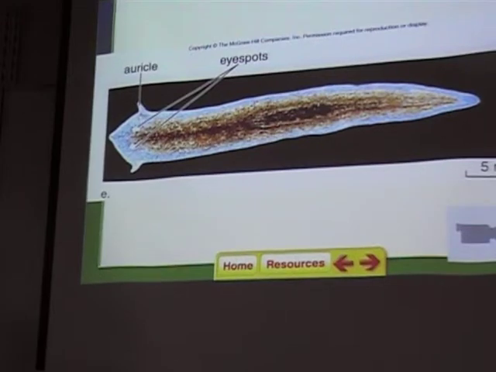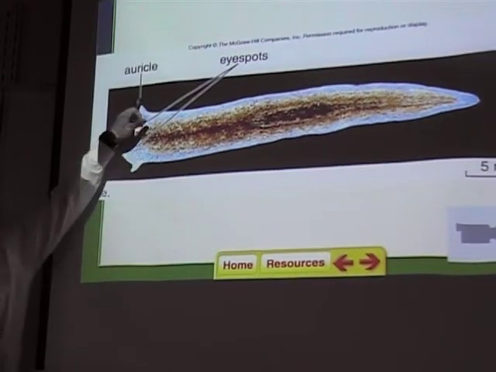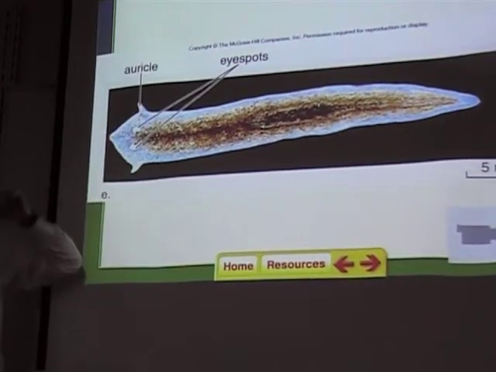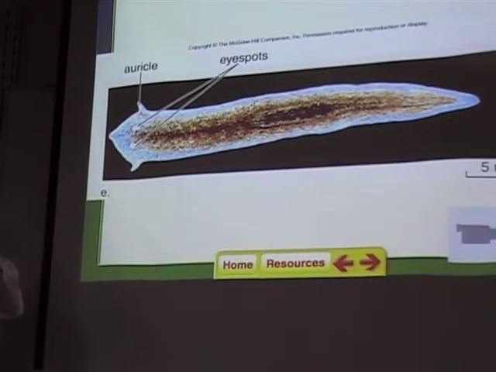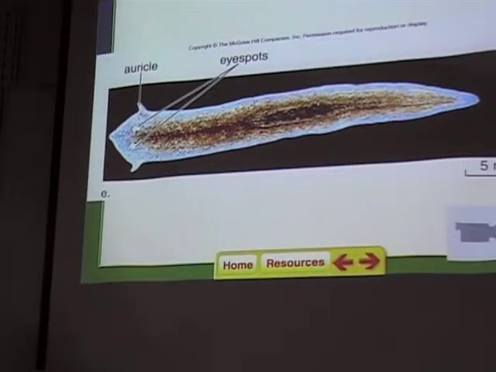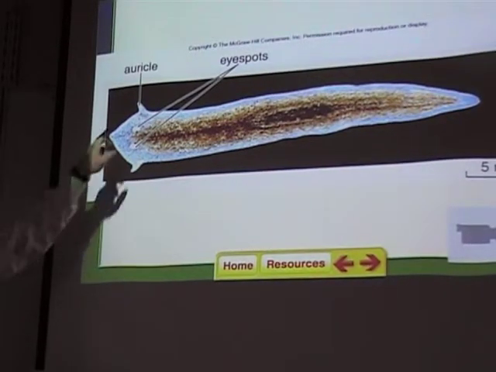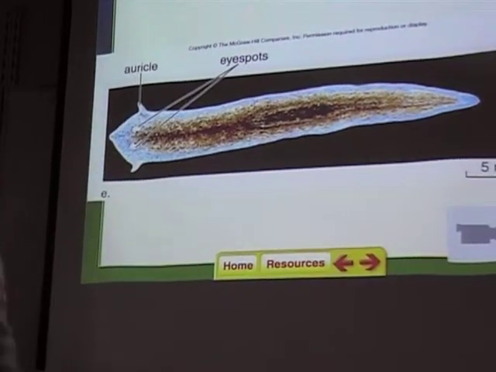What's an auricle? Good question. Listen up. The auricle, which is right here, is a part of its body that can hear, can sense vibrations. It can also sense chemicals. So it hears and smells with that auricle. It's a little kind of a sensory pit.